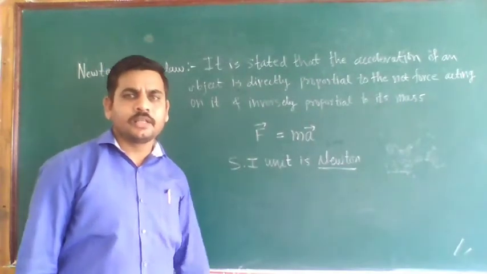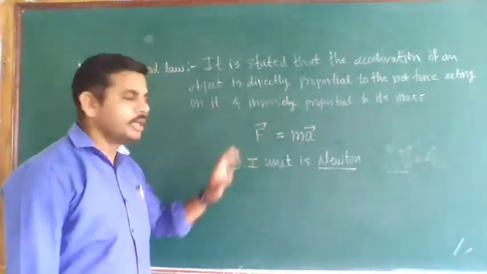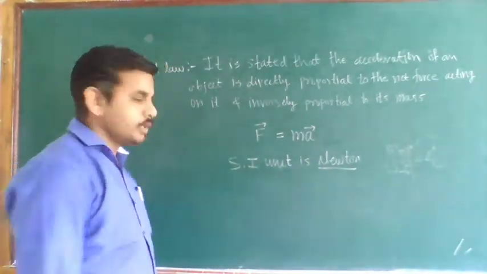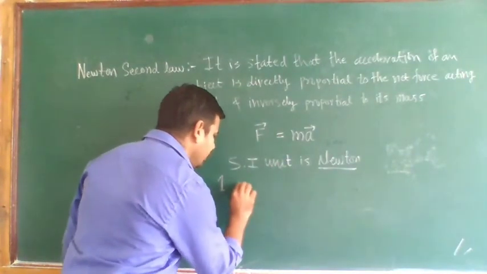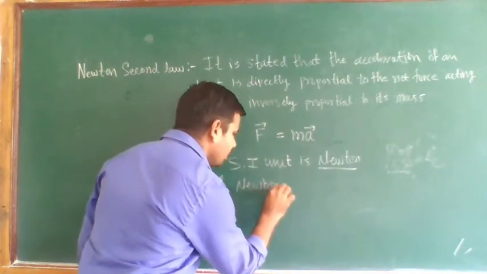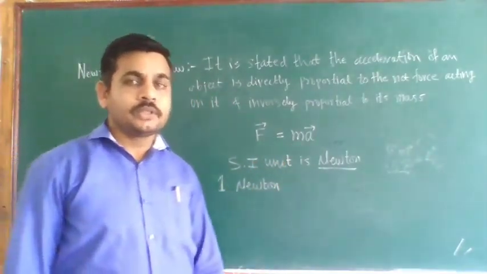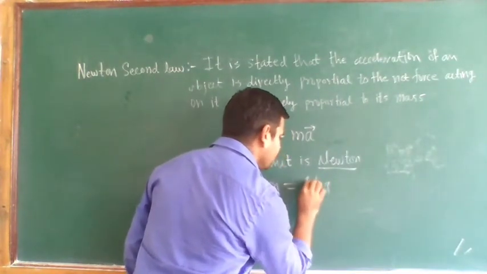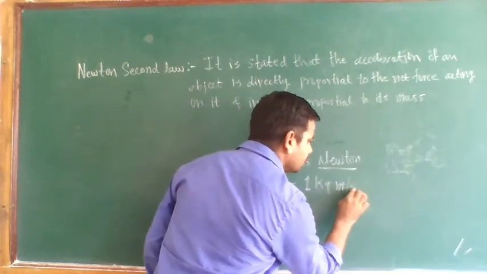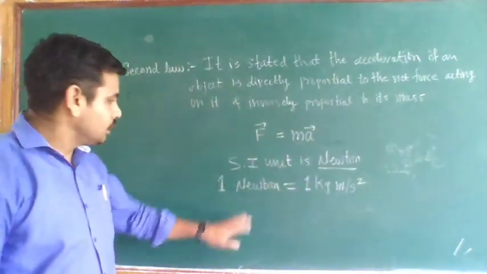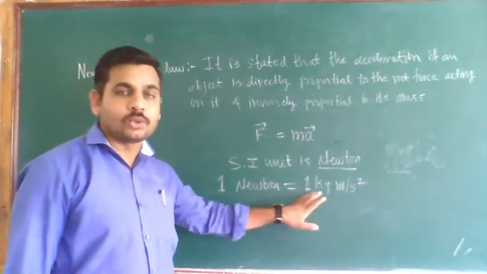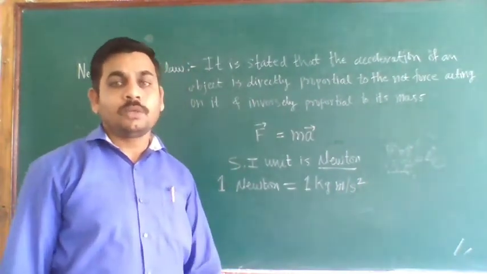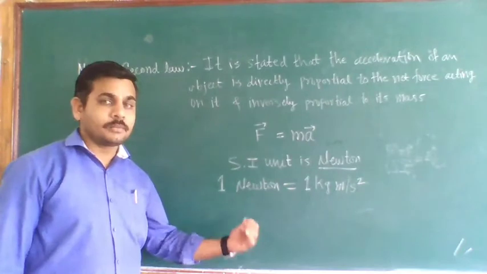Already you have studied the units of all the systems. So here you know that the SI unit of force is nothing but Newton. So you can define 1 Newton. What is 1 Newton? Basically, it is nothing but 1 kg meter per second square. So from this last relation, 1 Newton is equal to 1 kg meter per second square. From this relation you can define the force which is nothing but 1 Newton.